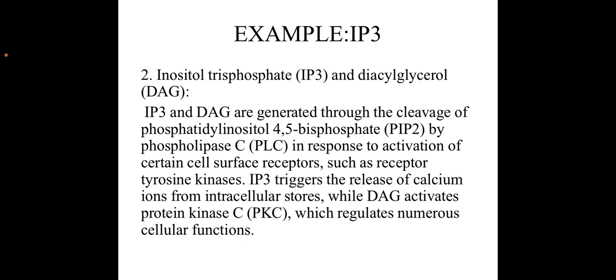Inositol triphosphate (IP3) and diacylglycerol (DAG). IP3 and DAG are generated through the cleavage of phosphatidylinositol 4,5-bisphosphate (PIP2) by phospholipase C (PLC) in response to the activation of certain cell surface receptors, such as receptor tyrosine kinases. IP3 triggers the release of calcium ions from intracellular stores, while DAG activates protein kinase C (PKC), which regulates numerous cellular functions.